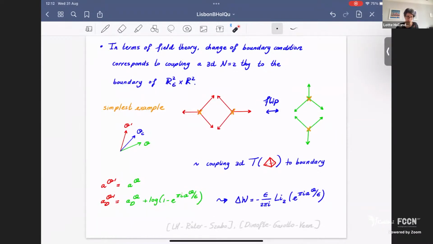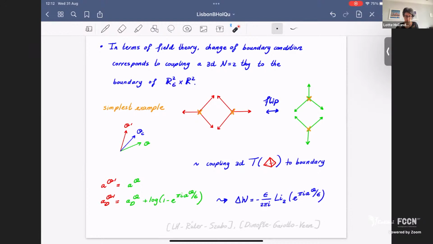Let's see. So maybe I'll go quickly through this because I don't have too much time. In terms of the field theory, you can interpret these boundary conditions, these Lagrangians, which were labeled by U and theta, in terms of the field theory. At least in the four-dimensional case, it corresponds to coupling a three-dimensional N=2 theory to the boundary of this Omega background.